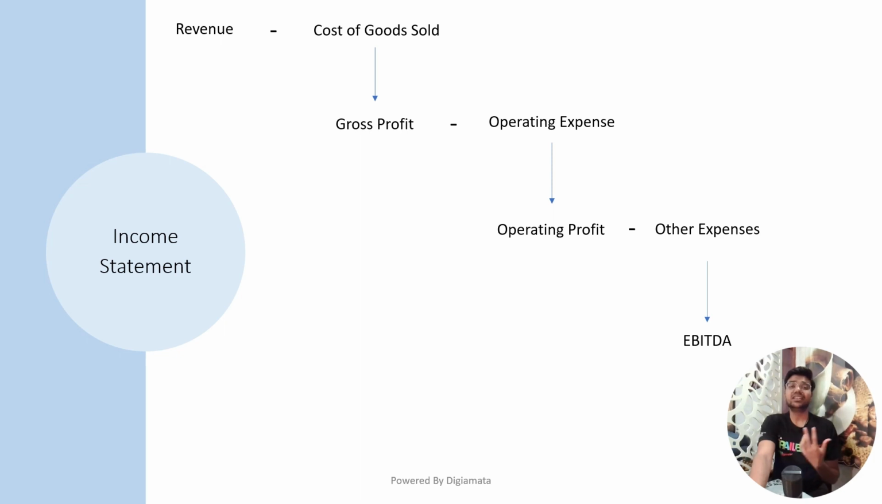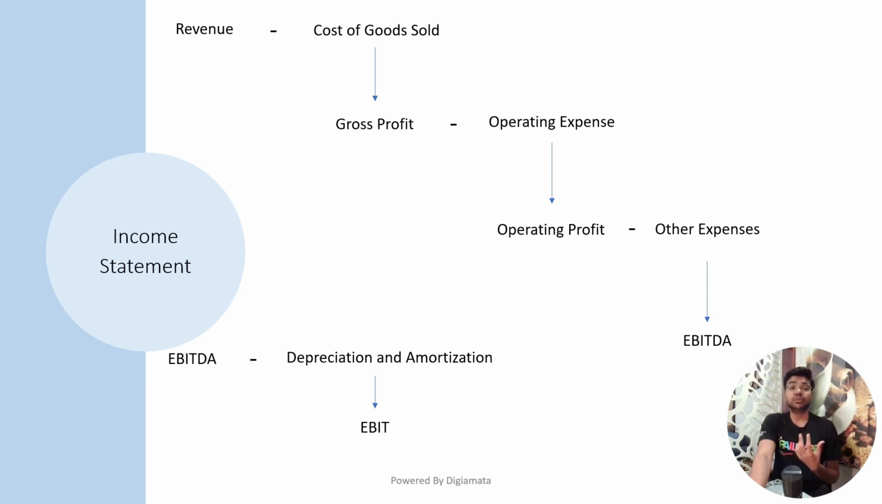EBITDA basically means earnings before interest, tax, depreciation and amortization. You don't have to worry about the terminology. It's already written as EBITDA, and the term explains itself. The depreciation and amortization we are going to study in the next slide. But before that, let's try to break EBITDA down even further. Once you subtract your depreciation and amortization from EBITDA, what you get is your EBIT, which is basically your earnings before interest and tax.